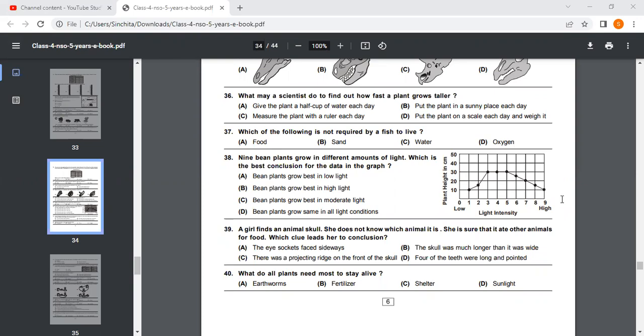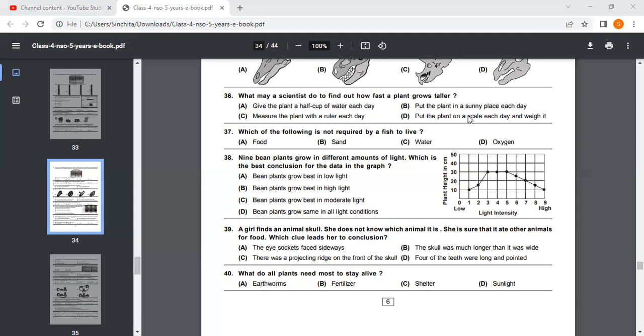Option B. No. The growth of the bean plants has decreased during the high light or high sunlight. So which is the best possibility for the bean plants to grow? Which should be the best condition? You can look at the graph and answer better. During which light, low or medium, was the growth at a high rate? Yes, tell me.